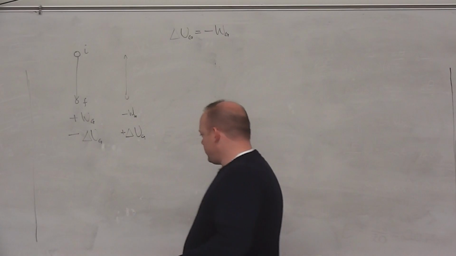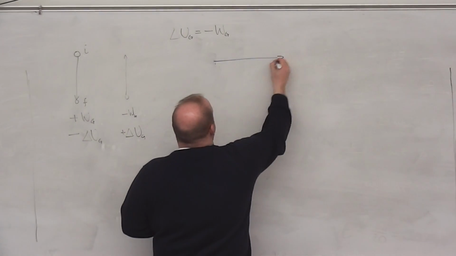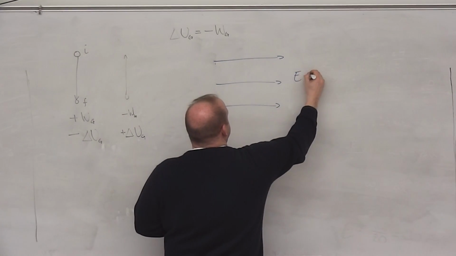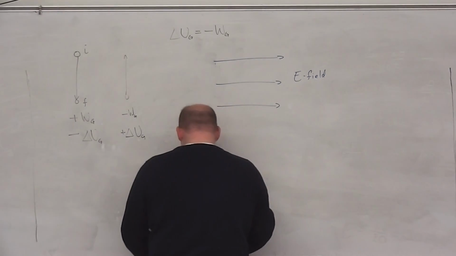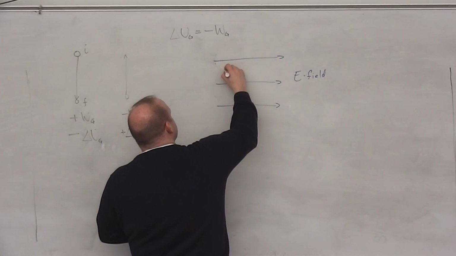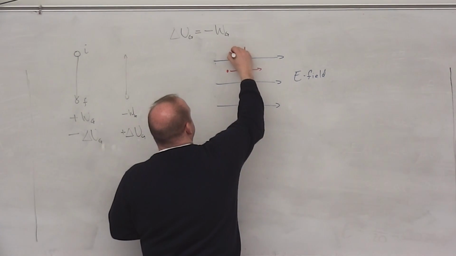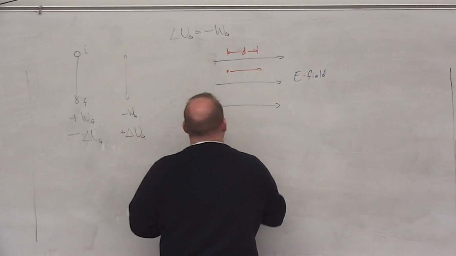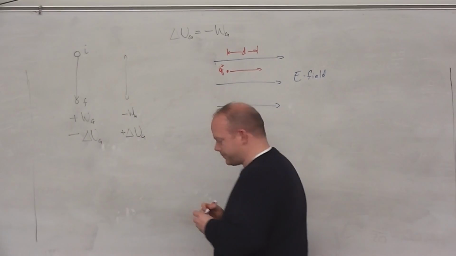Well, now we're going to extend that concept to the electric field. Let's say, I'll use nice shiny blue, that my electric field is pointing to the right here. Here's my E field. And I take a point charge in that field, and I move it along here like this, some distance d. And this will be q positive.